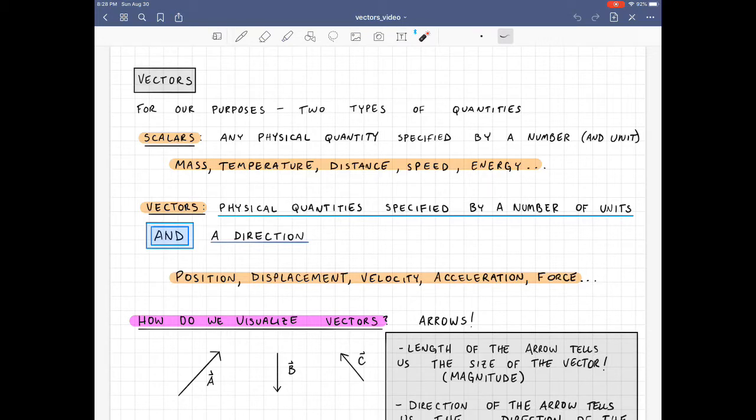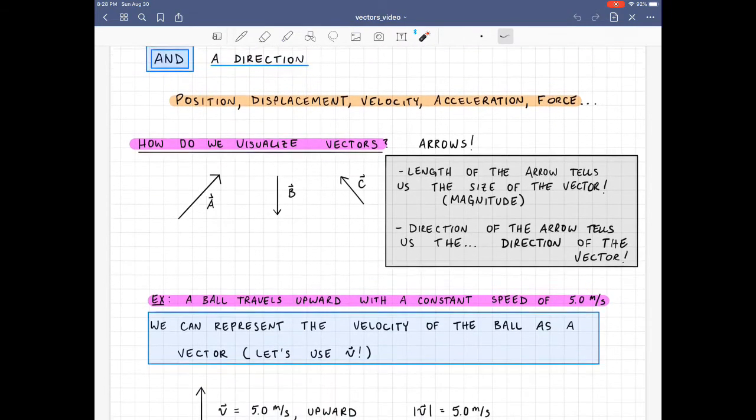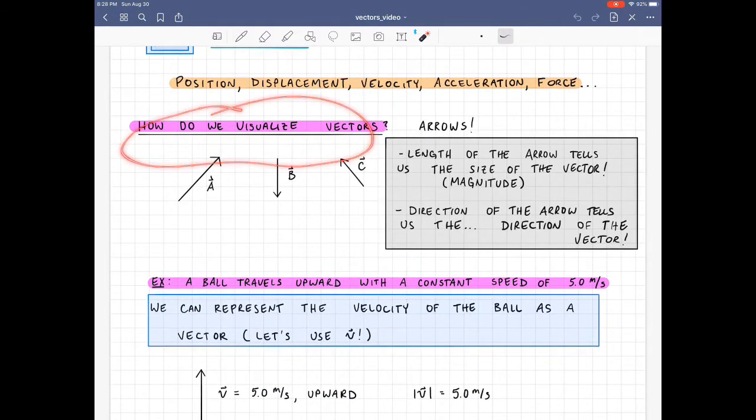We're going to spend this video talking about how we visualize vectors, and then how the algebra for vectors is different than the algebra for scalars or just numbers. So first off, how do we visualize vectors? Well, vectors we visualize with arrows. Here I've got three vectors A, B, C, all drawn so you can see both their magnitude, which is the length, and then the direction that the arrow is pointing is the direction.